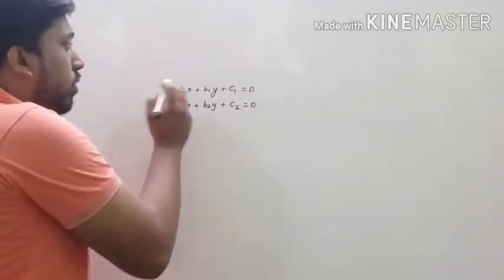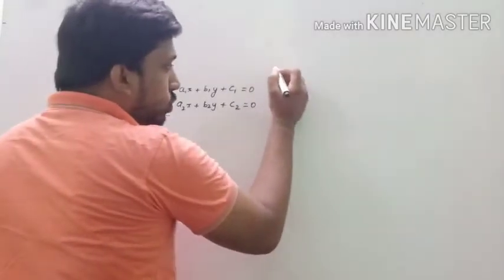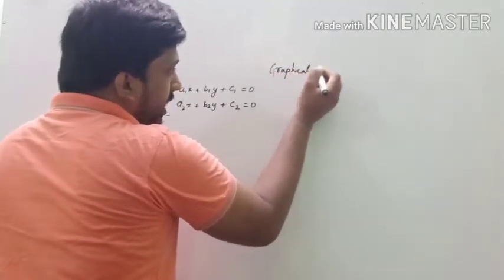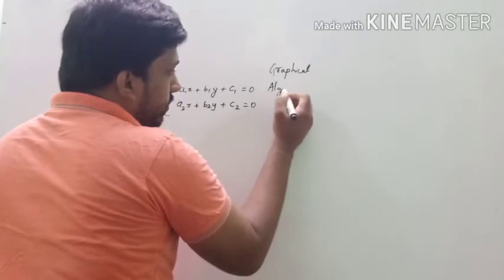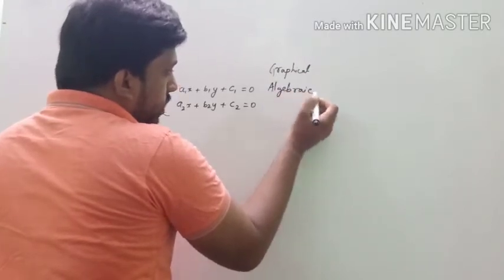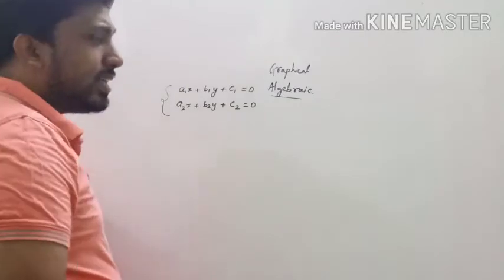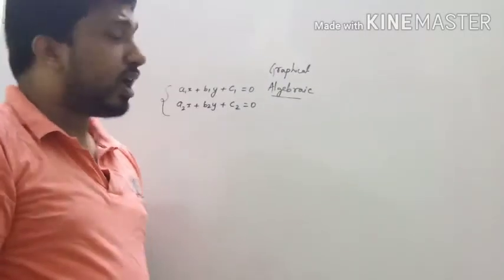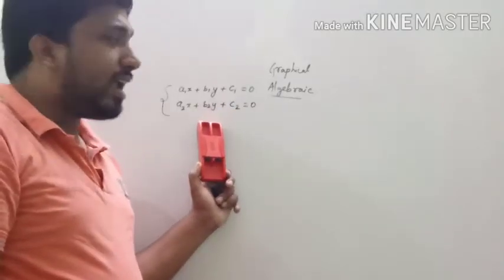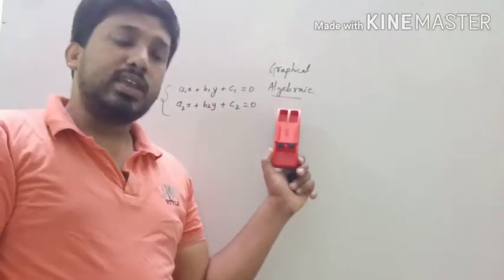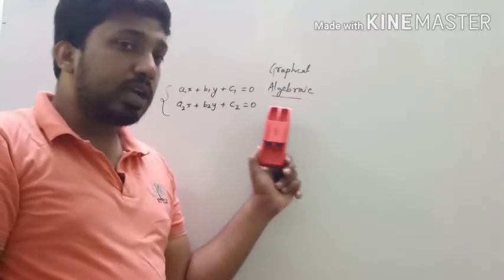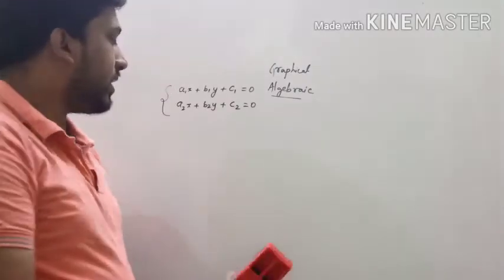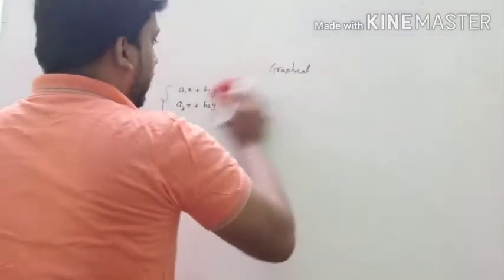So solving pair of linear equations in two variables, we have two methods. First one is the graphical method and other is the algebraic method. So today we'll see some essence and some basics about the graphical representation of pairs of linear equations, and in the coming videos we'll see what are the algebraic methods of solving a pair of linear equations with two variables. I hope you people are understanding. Yes, let's go for that.